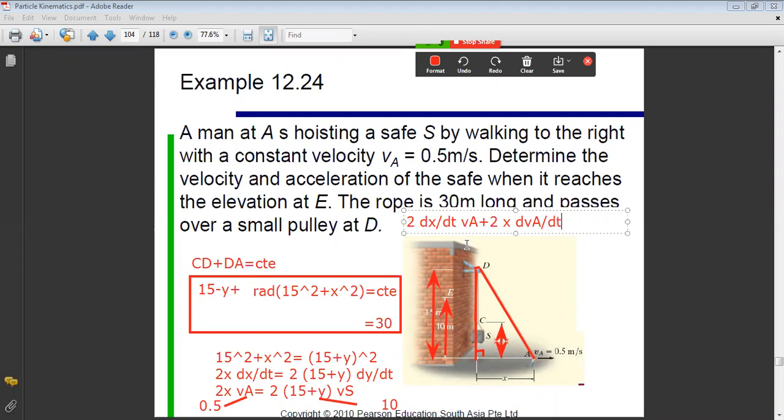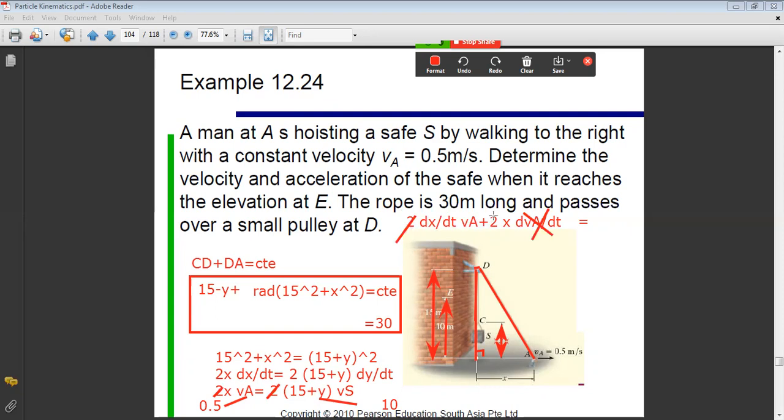But in this problem, they said that VA is a constant. Because VA is constant, dVA by dt will cancel out. But if it was not constant, I should take it into consideration. So this term cancels out because VA is constant. Equals, from the other side, if I derive this function, the same procedure. Since you have 2 on the two sides, you can simplify the 2.